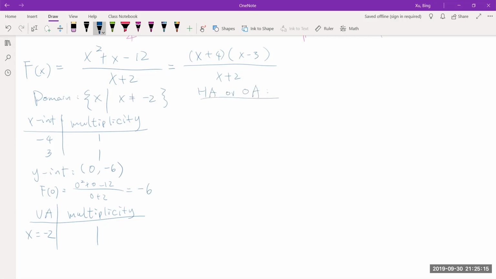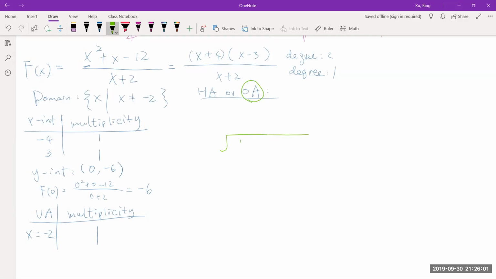Now, horizontal or oblique, which one is it? Let's look at the degree. The degree on top is 2. The degree at the bottom is 1. The degree of the top is one more than the degree of the bottom. That means what kind of asymptote do we have? Oblique, right.